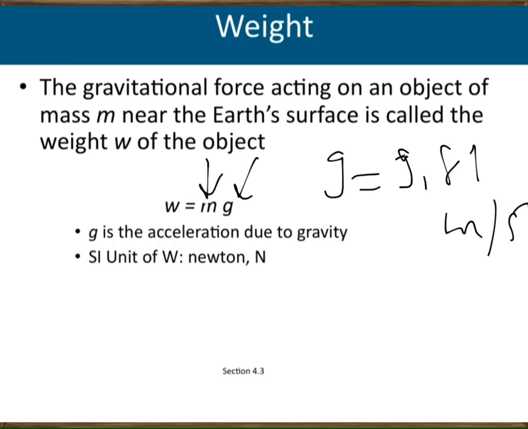Your weight will be different on the surface of the Moon. Your weight is different on the Sun. Your weight will, of course, be larger on the Sun than on Earth, and it will be less on the Moon than on Earth, because g is different for different planets. Since weight is a force, it has the same unit as force. It's Newton.